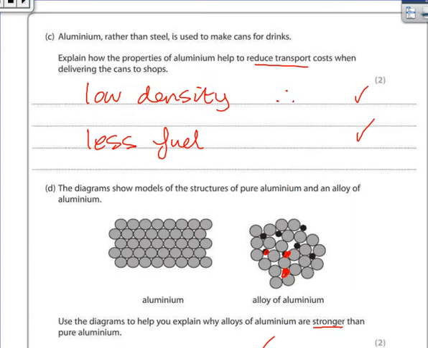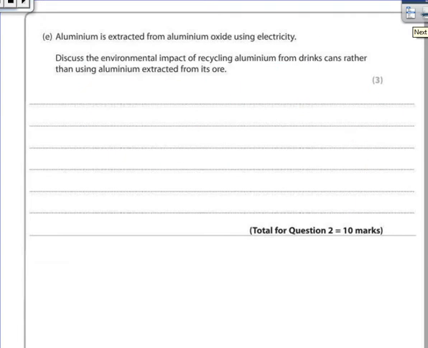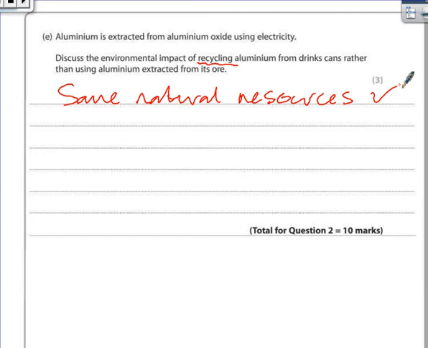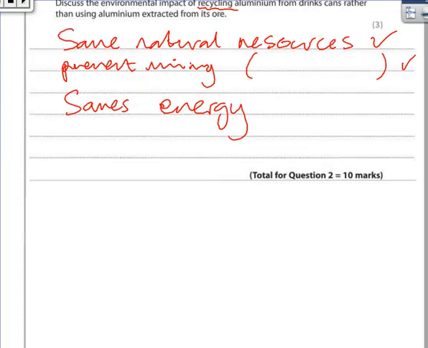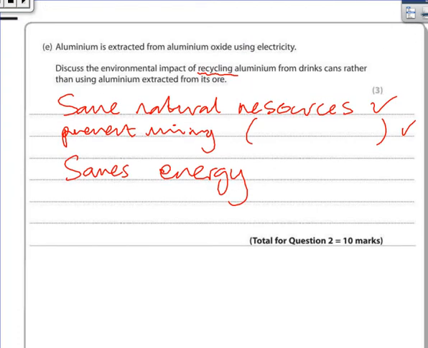Okay, next question. By recycling aluminium, we save natural resources. 1 mark. We prevent mining, which you might want to say ruins the landscape, 2 marks. And how else? It saves energy. Fantastic. Okay, next one. Hopefully you're with that.